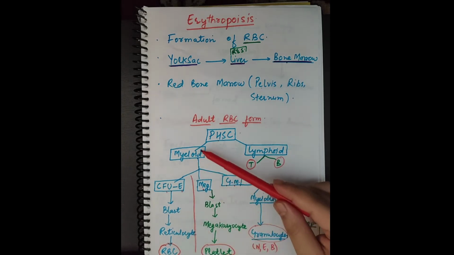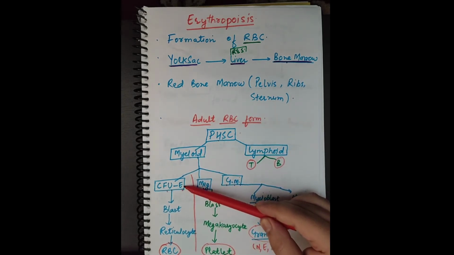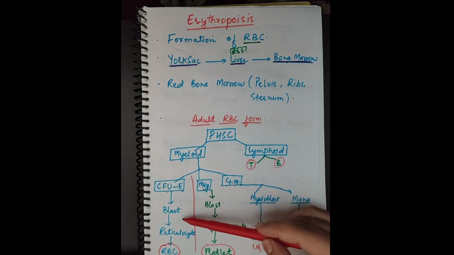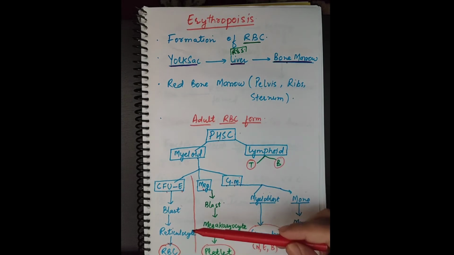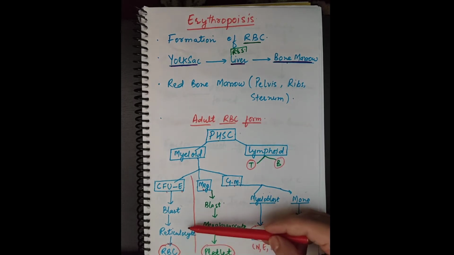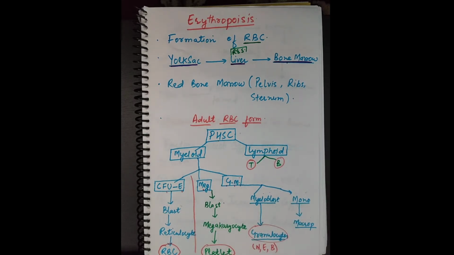Erythroid series. We have myeloid cell, then erythroblast cell. This erythroid colony forming unit will form erythroblast. Erythroblast will form different sets of blasts. Blast means immature cells. Then it's going to give rise to reticulocytes. Reticulocyte is the last immature cell of the RBC series which enters the circulation, and this reticulocyte will get converted into the RBCs.